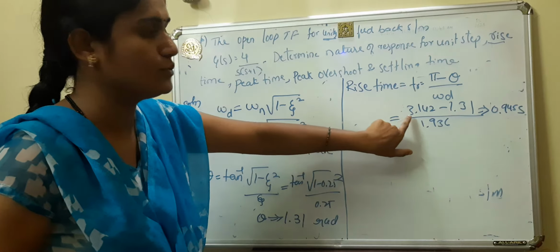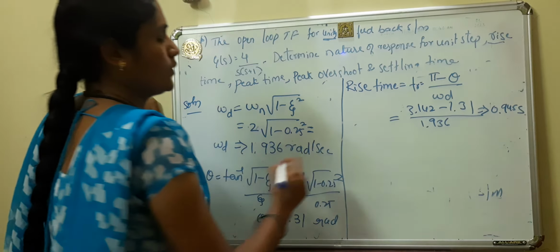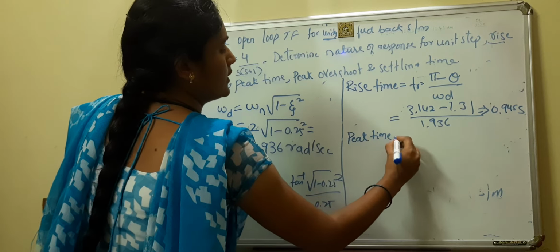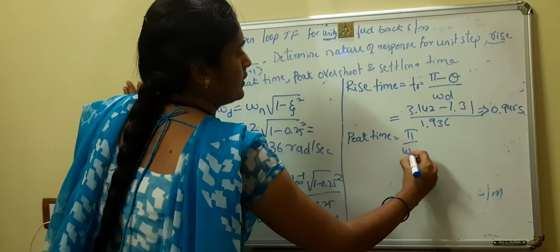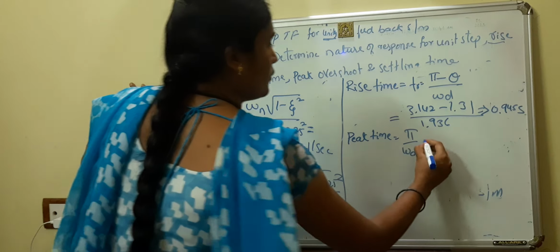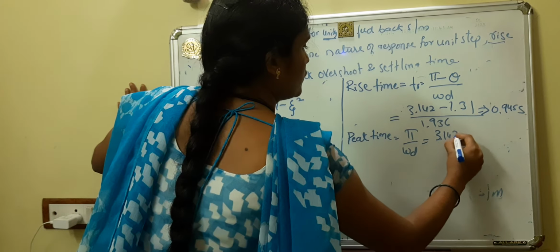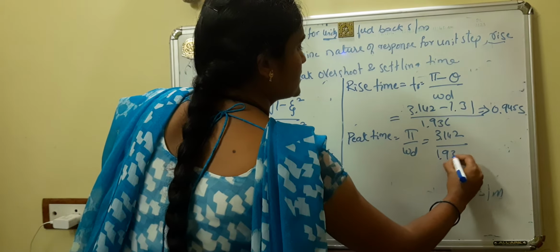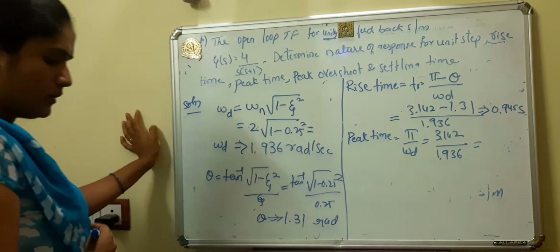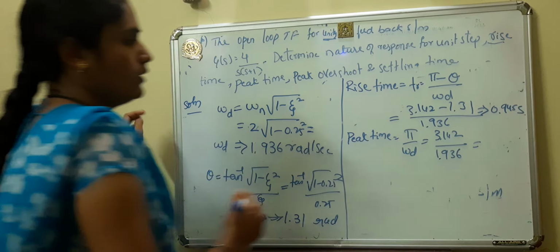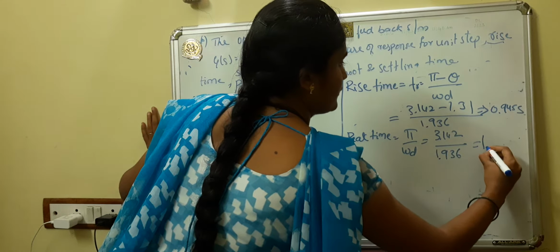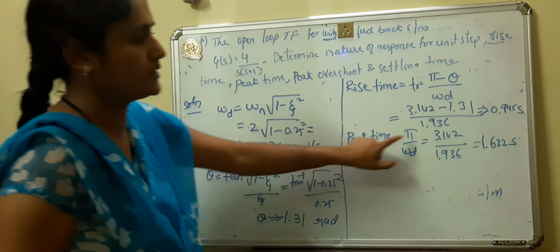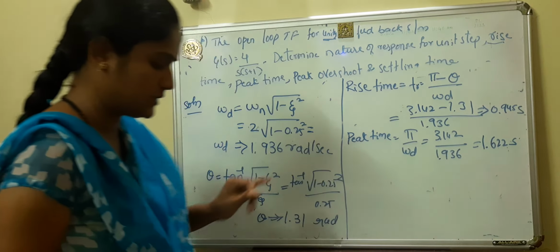We have already formulas. For pi we have to use 3.14. Okay, peak time, we will have formula for that one, that is pi by omega d. What is the value of pi? 3.142. What is the value of omega d? 1.936. So after simplification of this one, 1.622 seconds. Time it is there, so we have to express in terms of seconds.